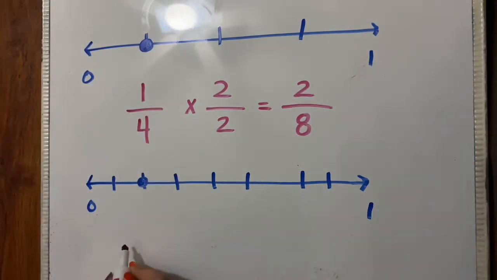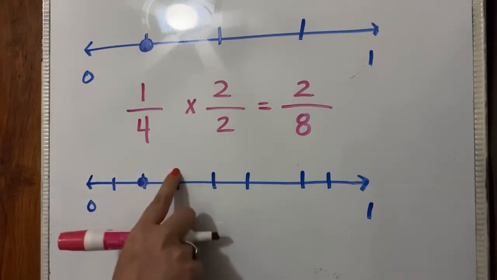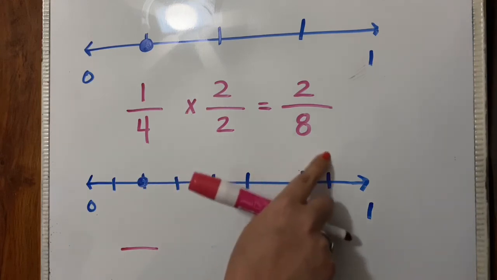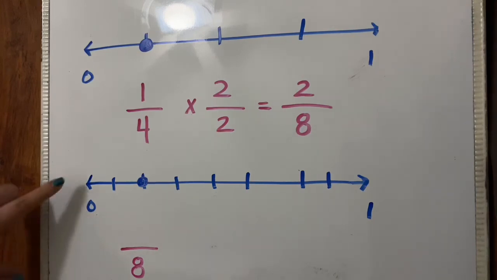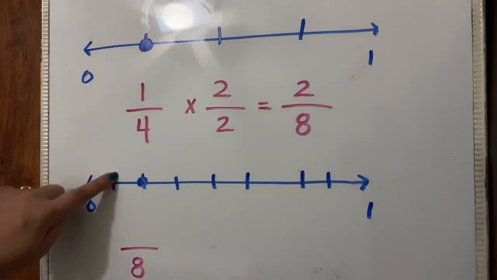So again, we can count the number of hops that we have. 1, 2, 3, 4, 5, 6, 7, 8. So I have 8 for my denominator, my total number of parts. And then up top, my numerator would be 1, 2.